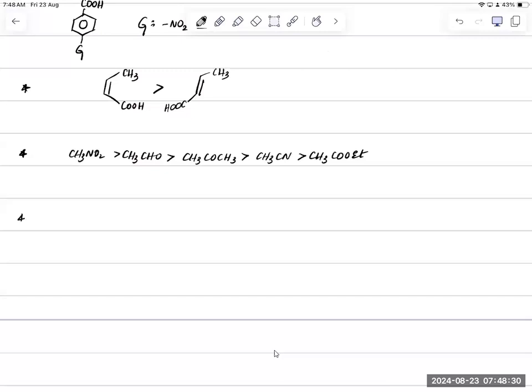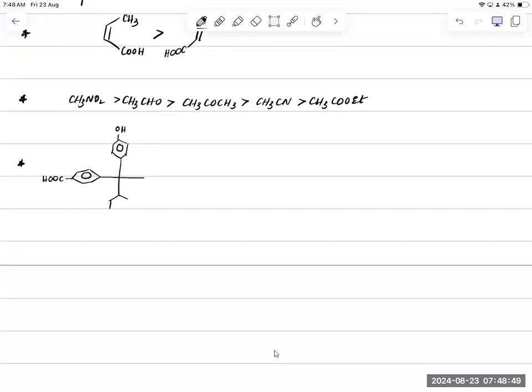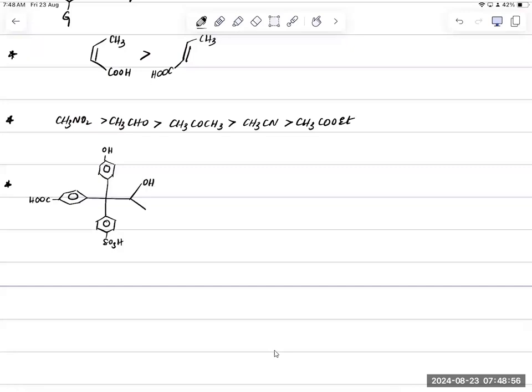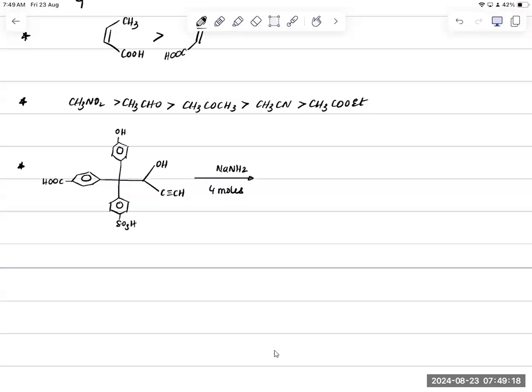Now suppose I gave you this kind of question where I have benzene connected here with OH, benzene connected here with COOH, benzene connected here with SO3H, and here it is connected with OH and C triple bond CH. Correct? Here I am adding 4 moles of NaNH2. Then what is the final product? How does the final product look? It's a very standard question you should answer.